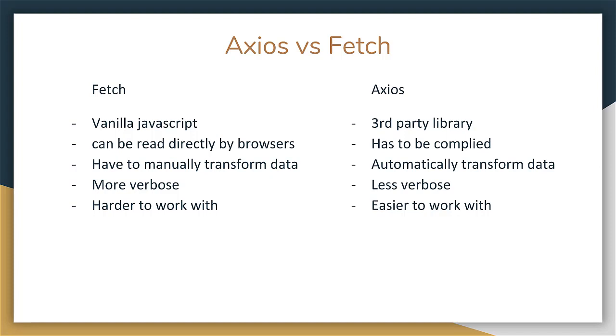Fetch is vanilla JavaScript. It's not a third-party library like Axios. And because it's vanilla JavaScript, it can be read directly by browsers, whereas Axios has to be compiled. One downside of fetch is that you have to manually transform data. And unlike Axios, which does it for you automatically, fetch is also more verbose and, in my opinion, harder to work with, which is why I use Axios instead.